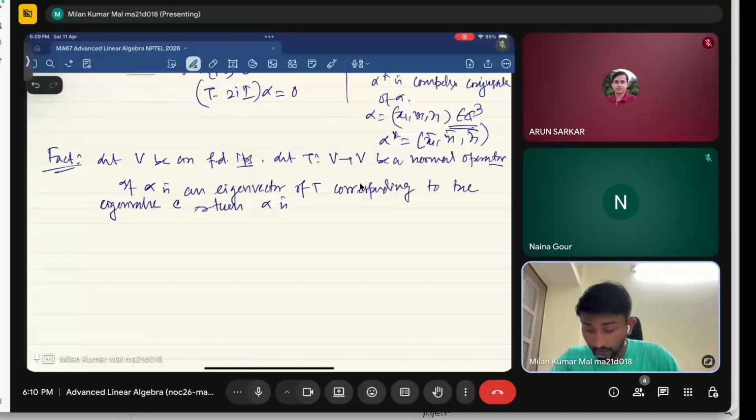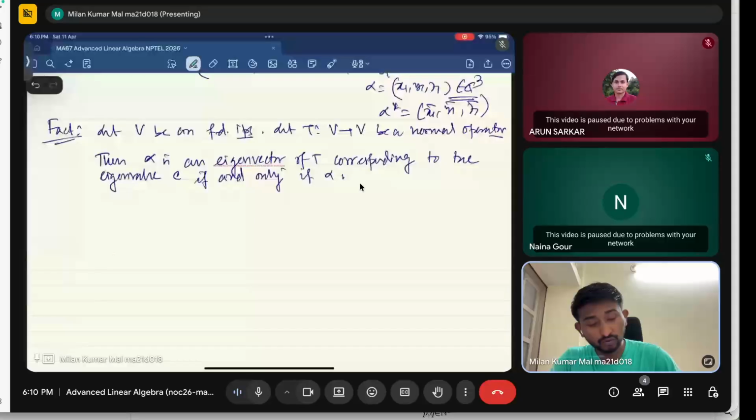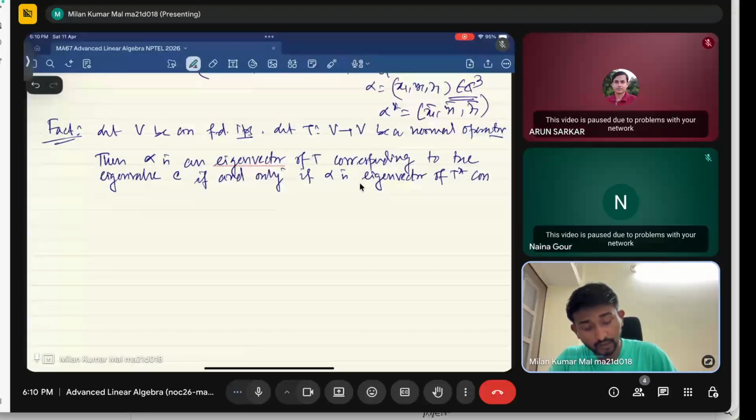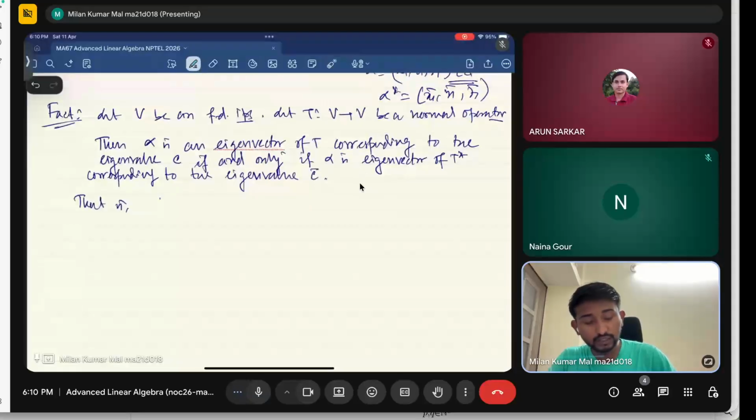if and only if alpha is an eigenvector of T star, the adjoint, corresponding to the eigenvalue C bar. So what it says is that T alpha is equal to C alpha if and only if T star alpha is equal to C bar alpha. This is what it is saying. So with this, we are already given that.